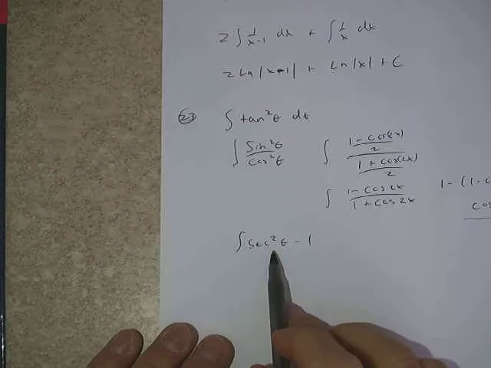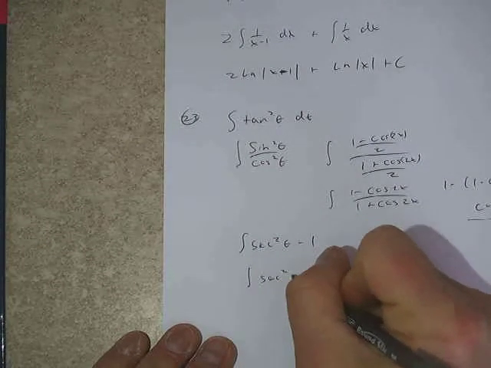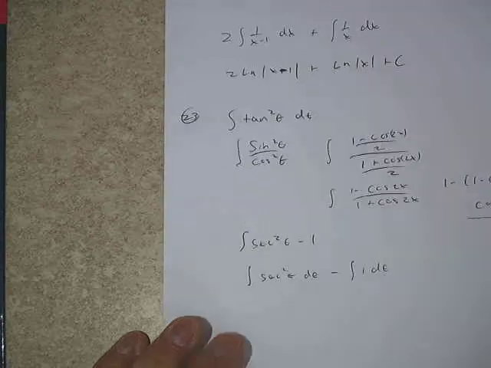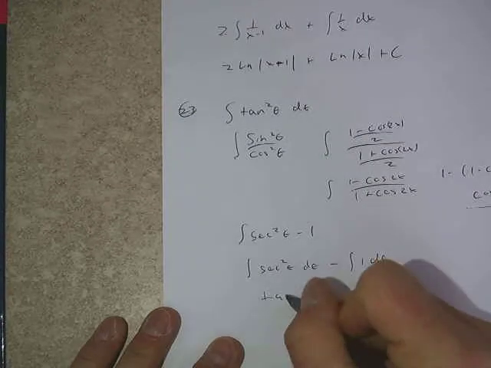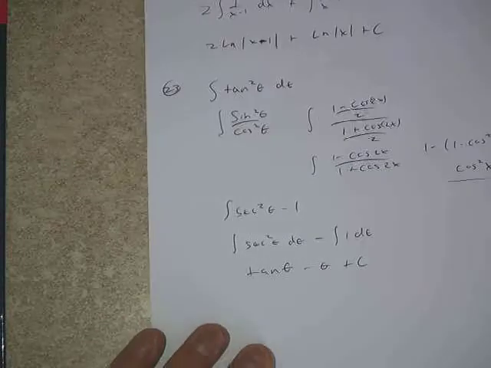Ultimately, what do we have now? Isn't this a known derivative? So if we rewrite that as secant squared d theta minus 1 d theta, split those two up, this would ultimately be tangent theta. This would be theta. Put plus c on the end, we're done.